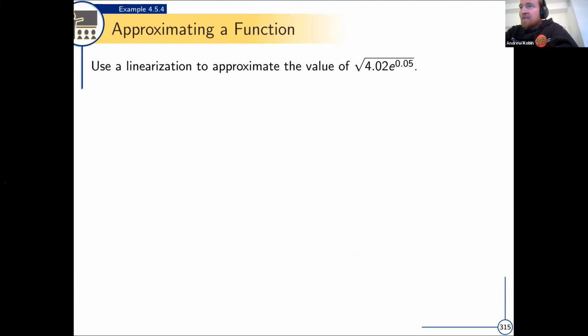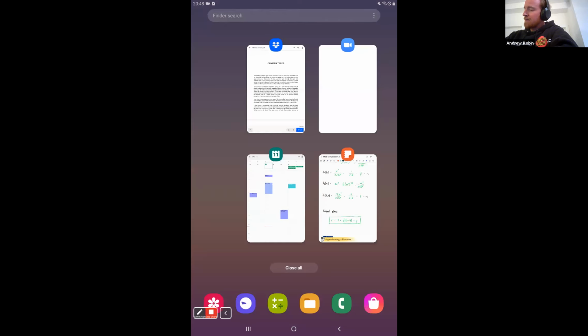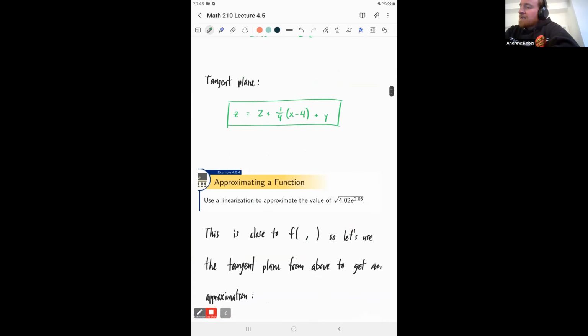So to practice with this linearization technique, let's actually do the next example together, where we approximate the value of this nasty looking square root expression using what we learned in the first problem a moment ago. So I'll show you that expression again. Let's use a linearization to approximate the value of the square root of some stuff.